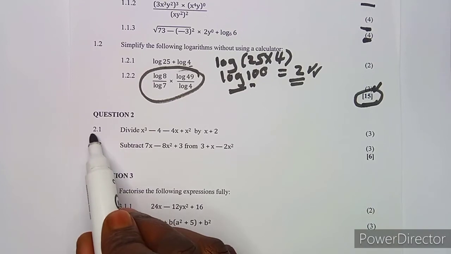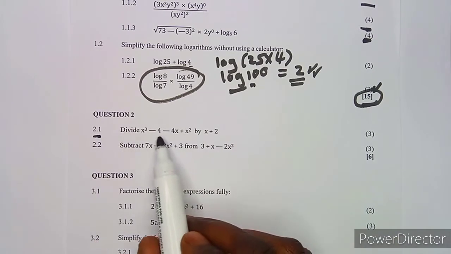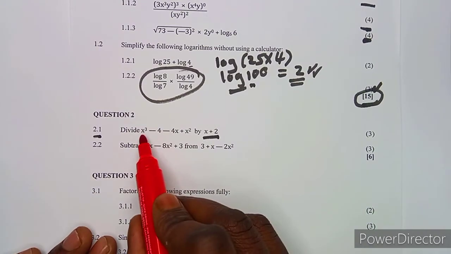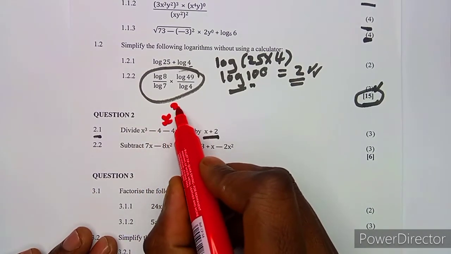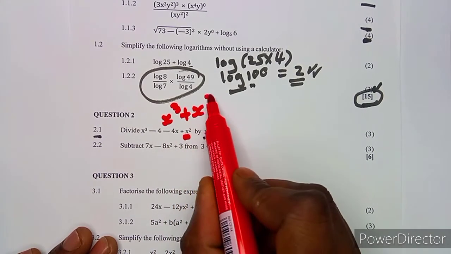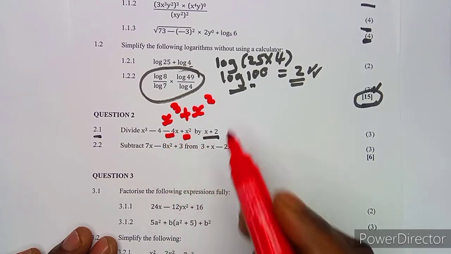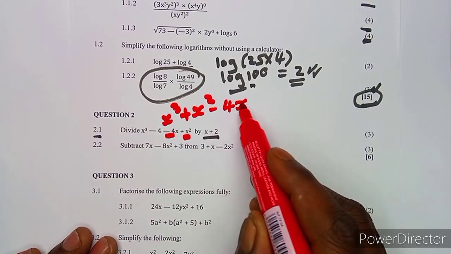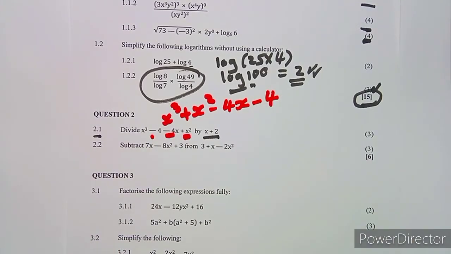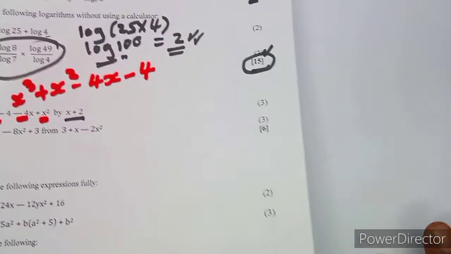All right, divide, that is question 2, this whole expression by x plus 2. Remember guys, I always tell you that the order is very, very important here. So this is x cubed like this, so it must be followed by this one with x squared, so it's plus x squared like this, followed by minus 4x, all right, followed by negative 4 like this. So this is what you're supposed to have, and now you can actually divide properly.